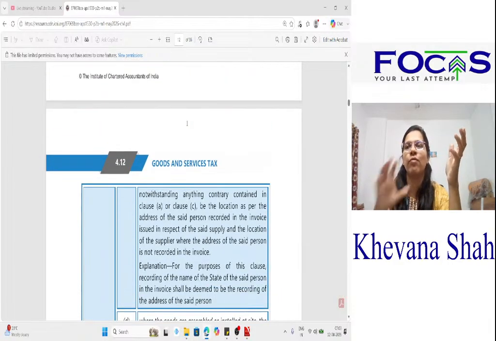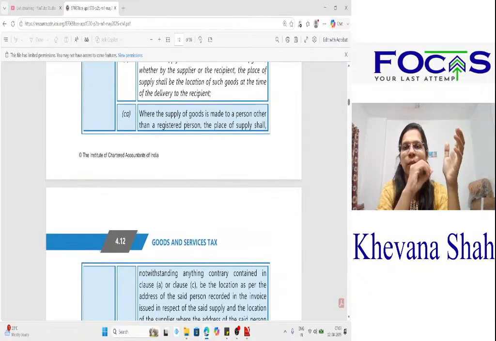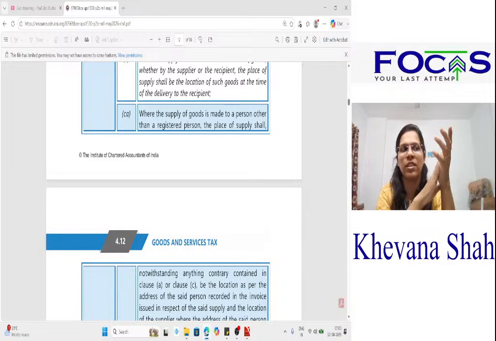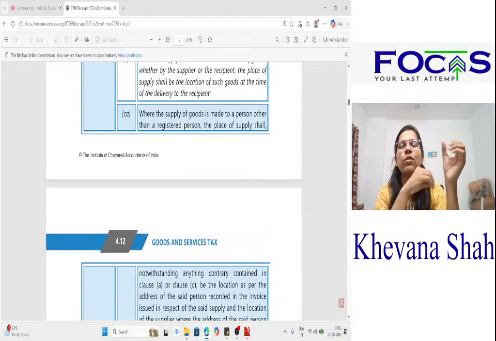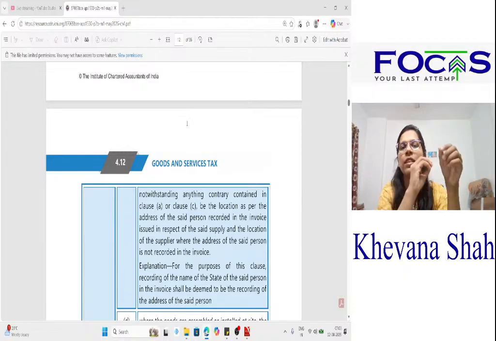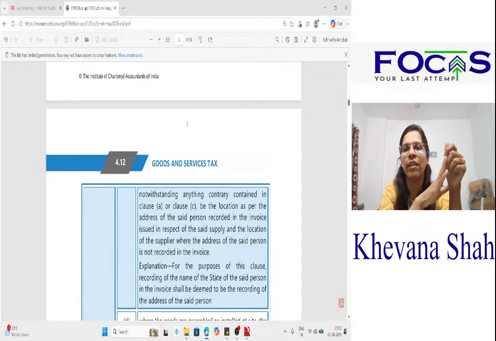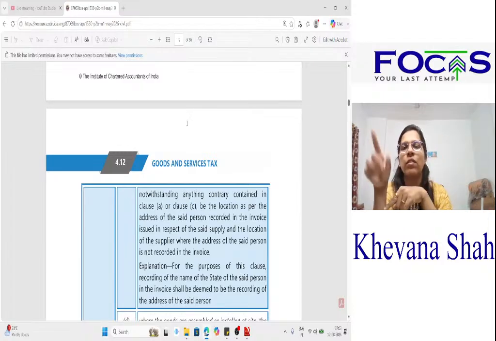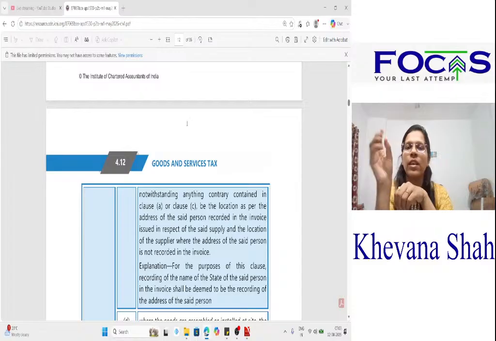So in case you have an unregistered recipient, and supply is made to the unregistered person. Now in that case, what will be the place of supply? So place of supply will be the address which is recorded in the invoice, and in case this address is not written in the invoice, or you do not have that address, then in that case you will take the address of the supplier, and whatever place is there, that will be your place of supply.